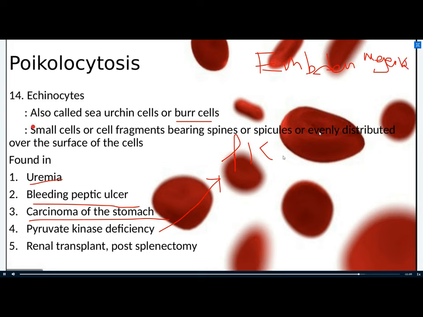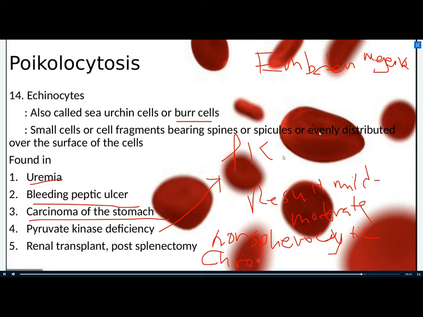So your pyruvate kinase deficiency, class, is the most common enzyme deficiency involving the Embden-Meyerhof pathway. It would result in mild to moderate non-spherocytic chronic hemolytic anemia with splenomegaly. So when you say splenomegaly, enlarged spleen.